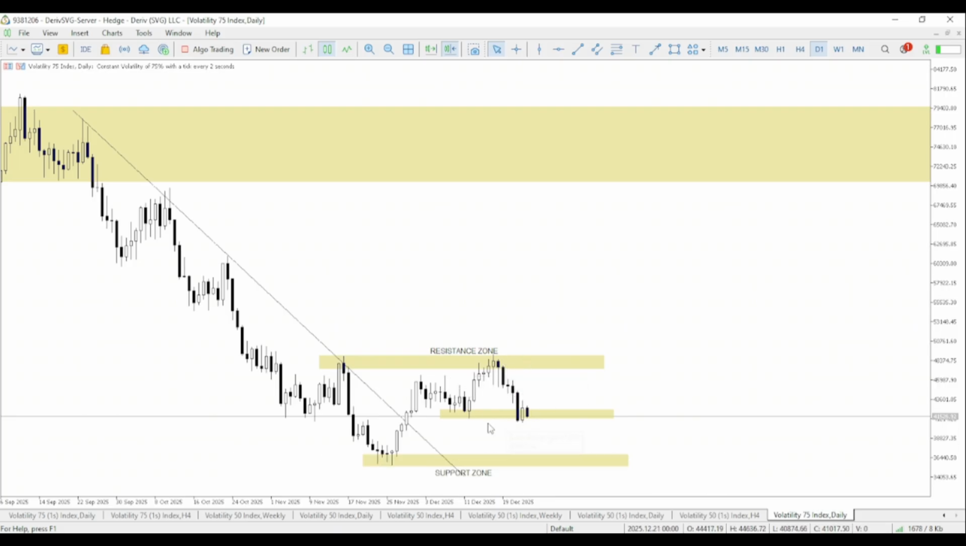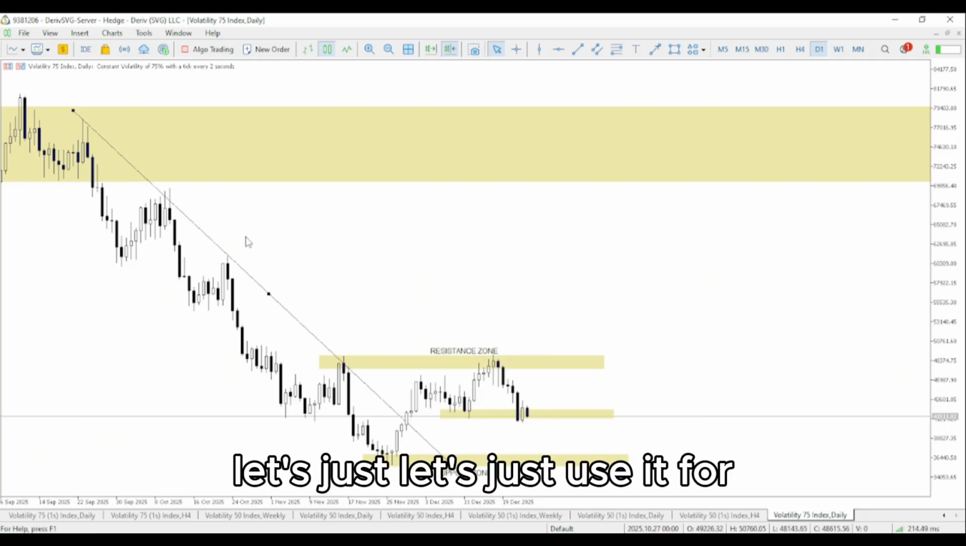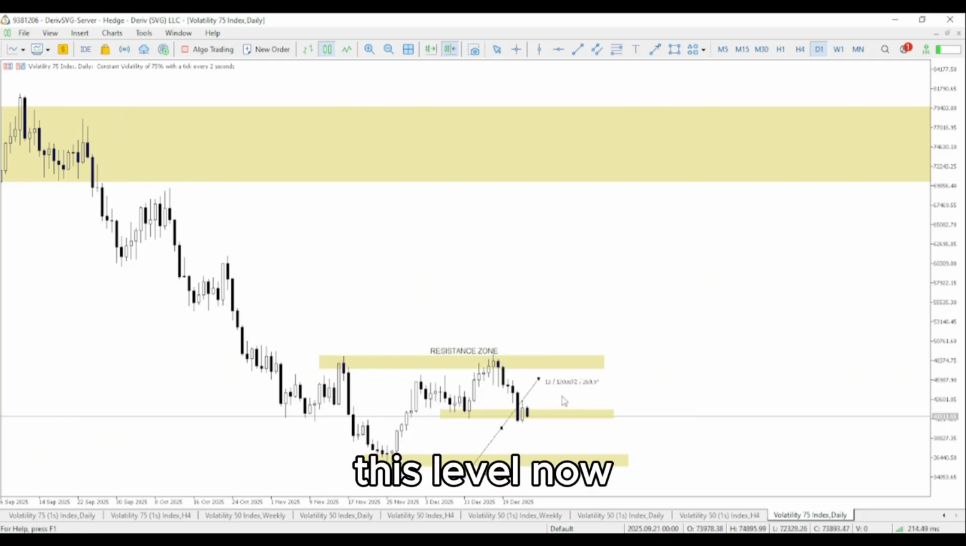So now, knowing your key levels and your key trend lines is most important for you as a trader. So now we'll take this out. Let's just use it for this level. Now this is a key trend line.